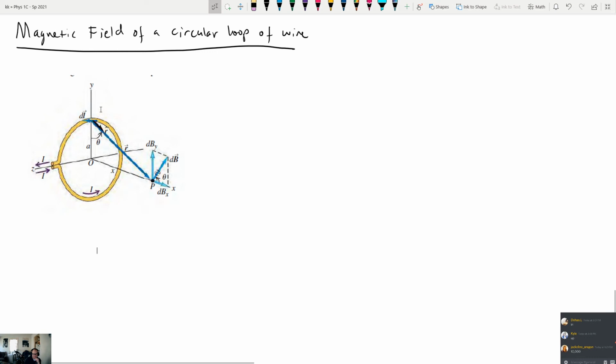And they've been nice enough to draw for us the dl vector, which points this way, as well as the r vector, which is going to point from dl, remember, down to this point right here. And what we have to do is somehow find a way to use this ugly equation, dB equal to mu naught I over 4 pi dl cross r hat divided by r squared.